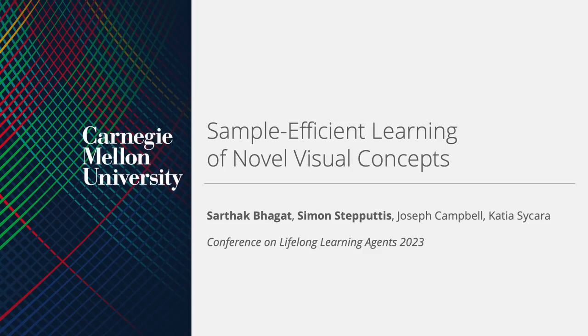Hi, I'm Simon Safetis, and I'm presenting our joint work titled Sample Efficient Learning of Novel Visual Concepts, in which we propose a few-shot learning approach that utilizes a neurosymbolic architecture to detect novel objects as well as non-visual attributes and affordances in an efficient manner.